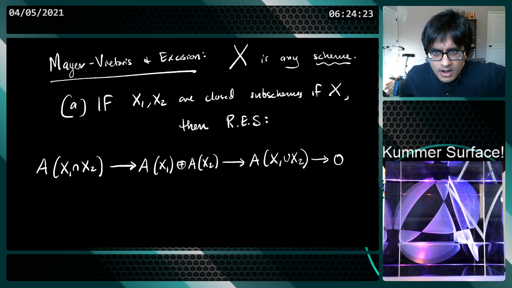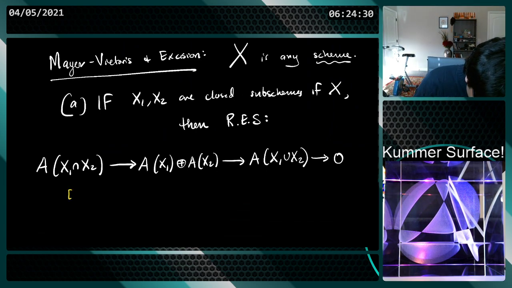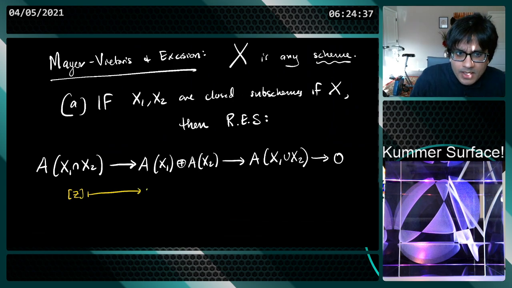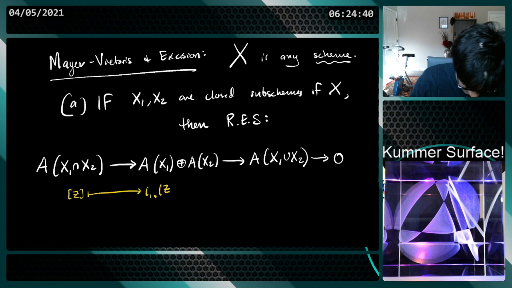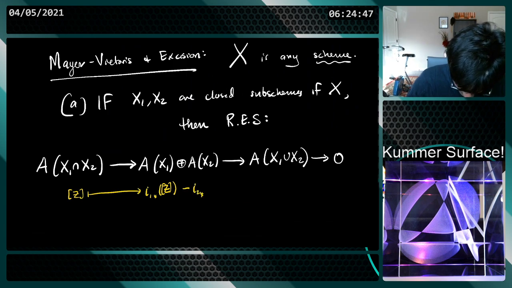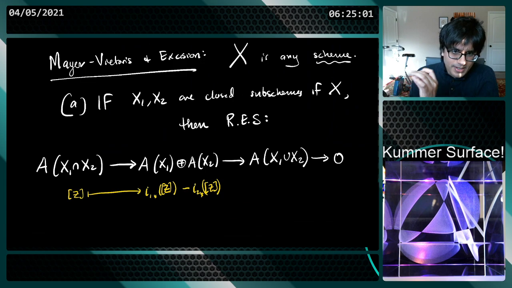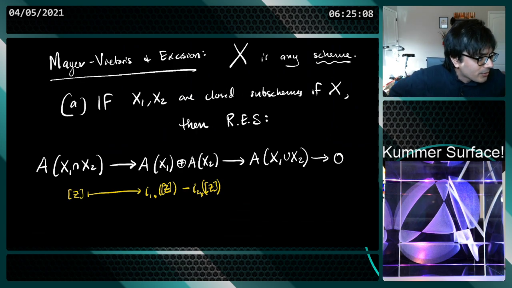Now the maps are obvious. If you have something here, Z, it goes to (i1)_* Z minus (i2)_* Z. Notice the intersection is a closed subset of X1. So you can view the inclusion map into X1, the inclusion map into X2, and this is well defined, what I just wrote. Why do we take reduced for the intersection here? What if the intersection has multiplicity like this?